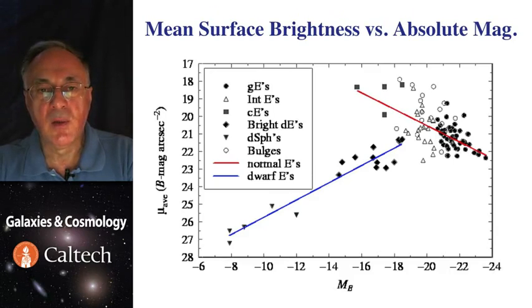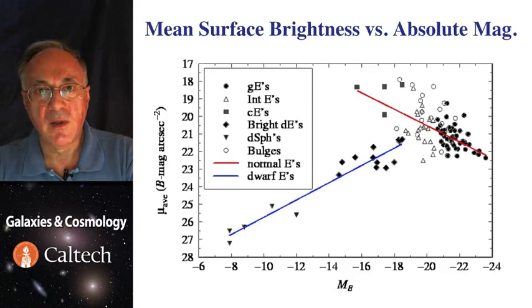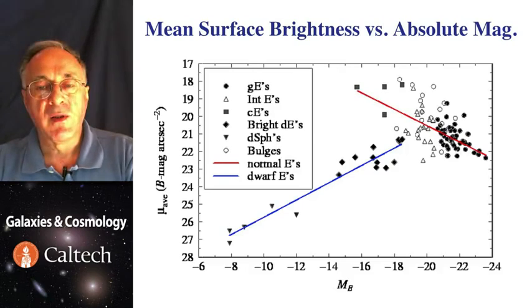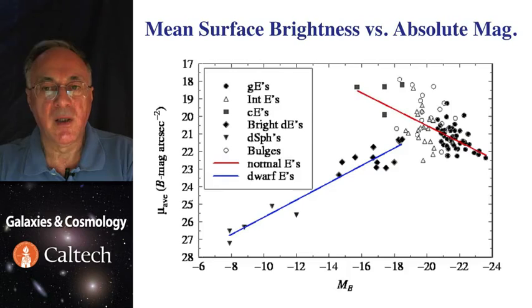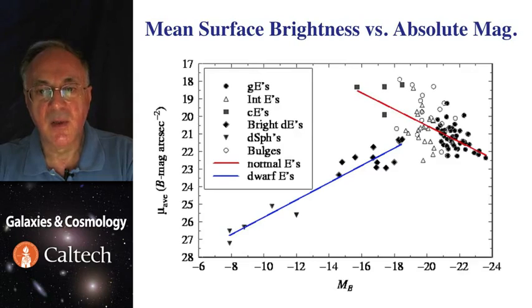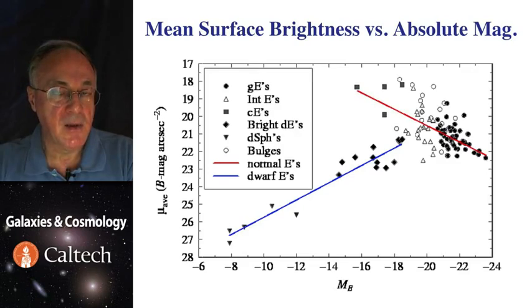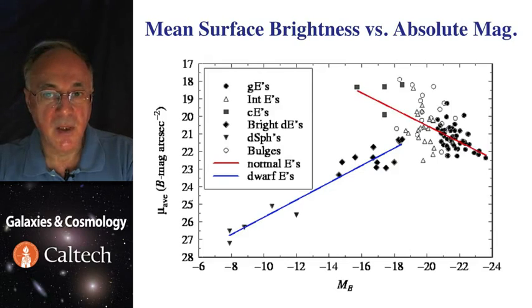So let's look at this in a little more detail. This is just a plot of mean surface brightness within the effective radius versus luminosity. Whereas for normal ellipticals, which is the upper right set with the red line going through them, there is a trend that the more luminous ones have lower surface brightness because they have more diffuse surface brightness profiles, the exact opposite trend happens for the dwarf galaxies. Not only is the trend opposite, but the intercept is different as well.